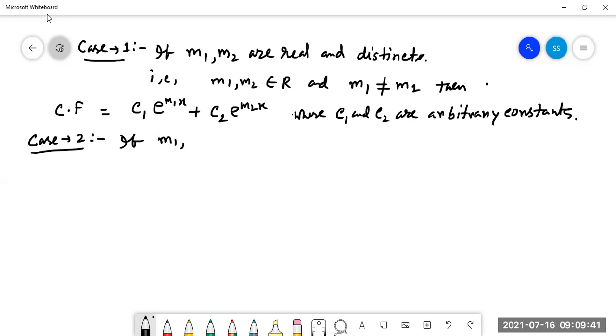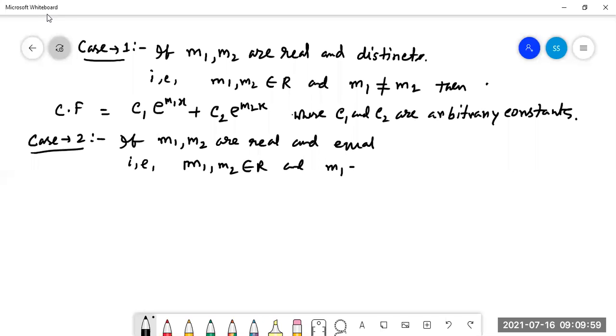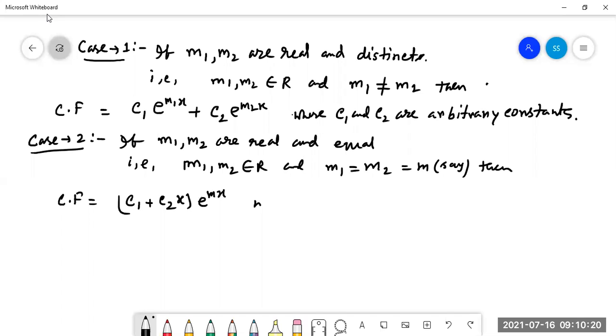If m1, m2 are real and equal, that is m1, m2 belong to R and m1 equal to m2 is equal to some m, then CF is equal to (C1 plus C2x) whole thing times e to the power mx, where obviously C1 and C2 are arbitrary constants.